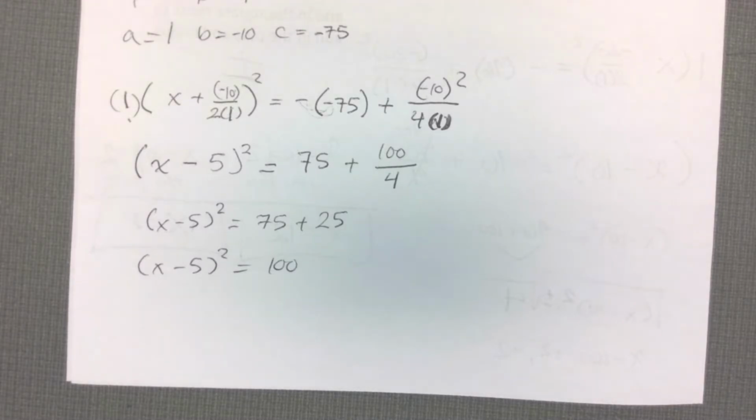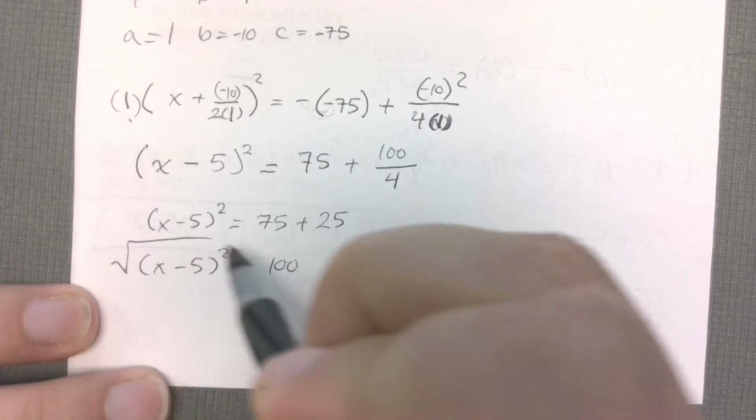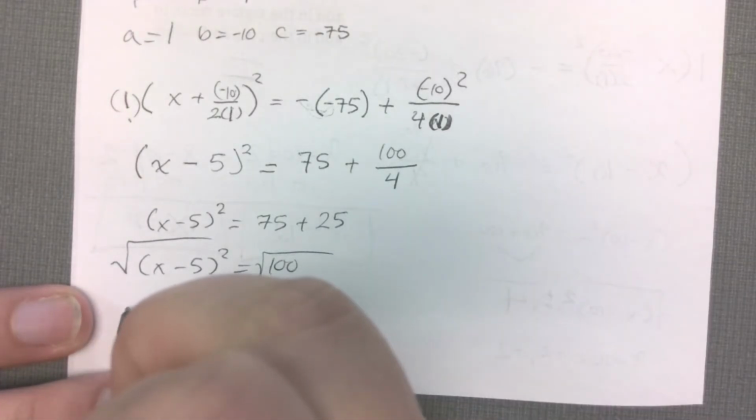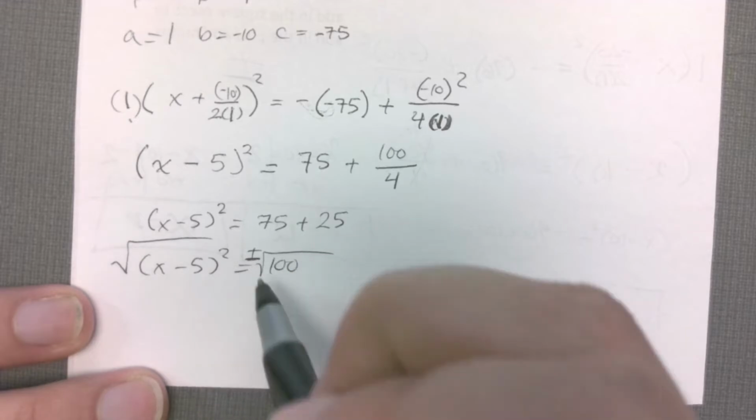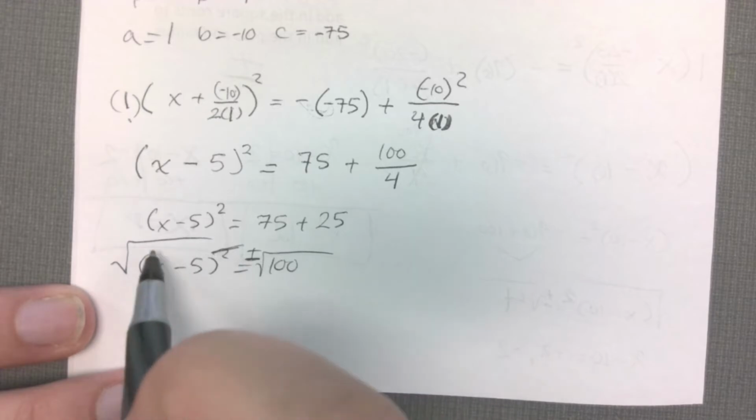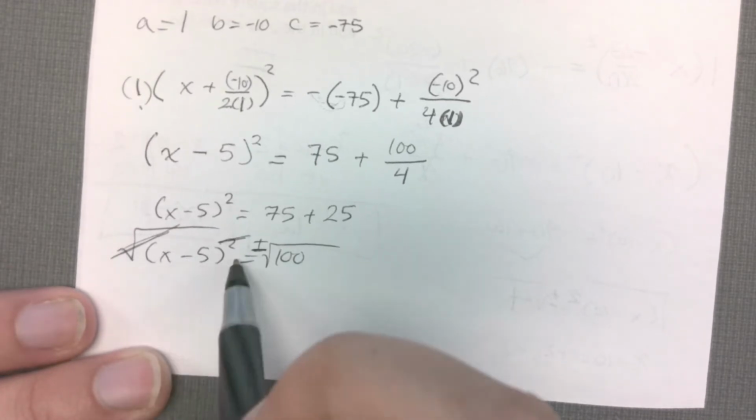How do we get rid of the square? How do we undo a square? Square root. When I add the square root, what do I need to remember? Plus and minus. So I'm going to just cross this square out with the square root out. I don't need those parentheses anymore.